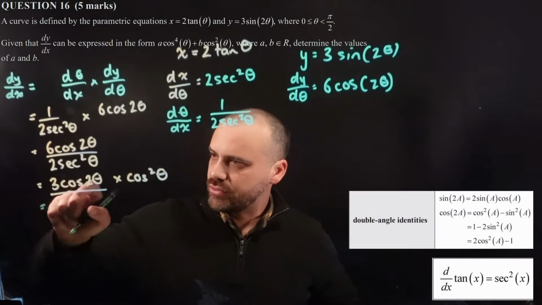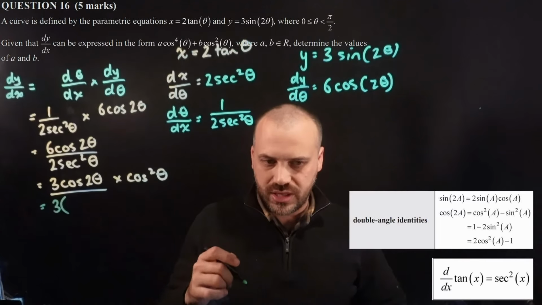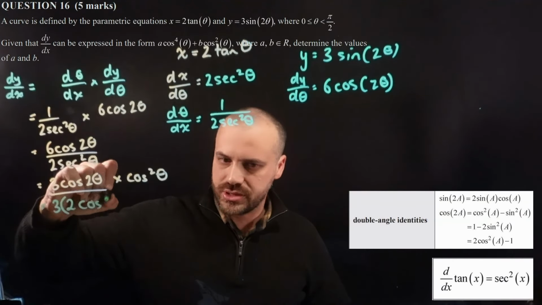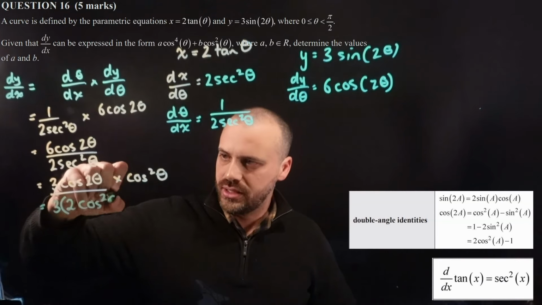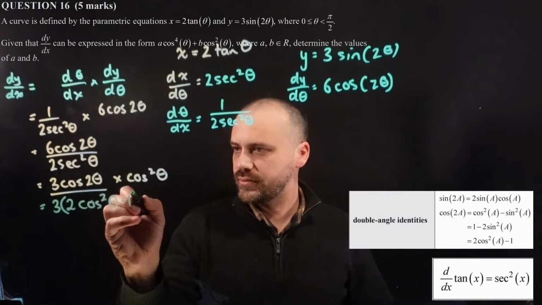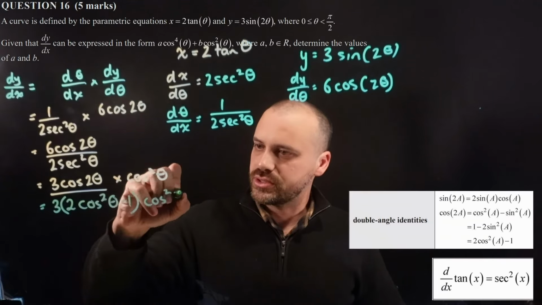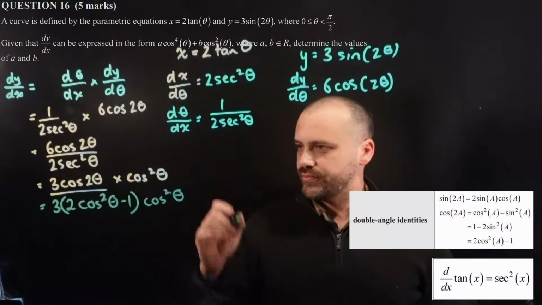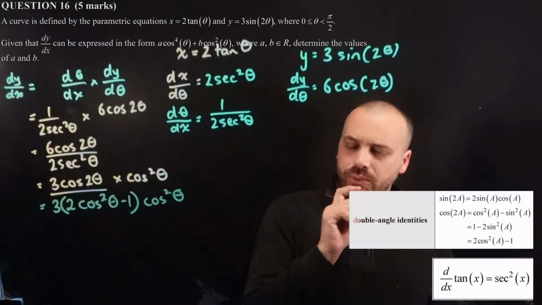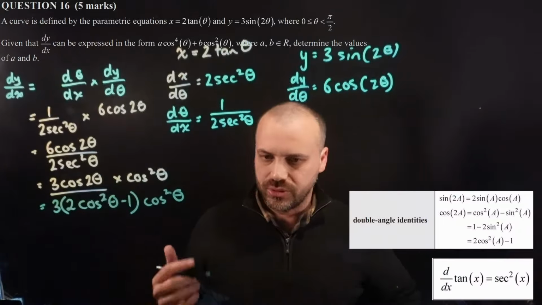So that means I can replace this cos 2 theta with 2 cos squared theta, not A, minus 1. And that is going to get multiplied by cos squared theta. Okay, great.